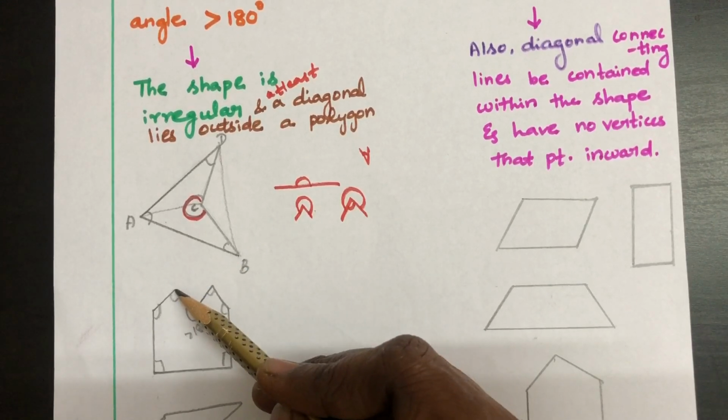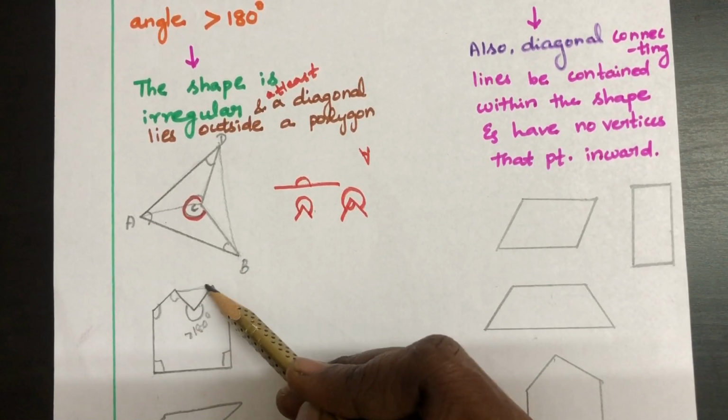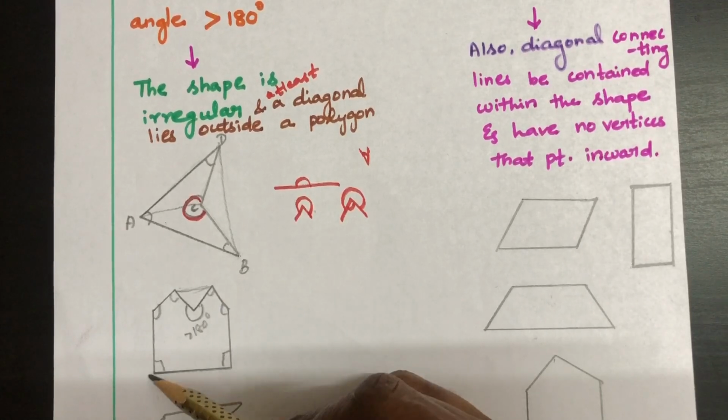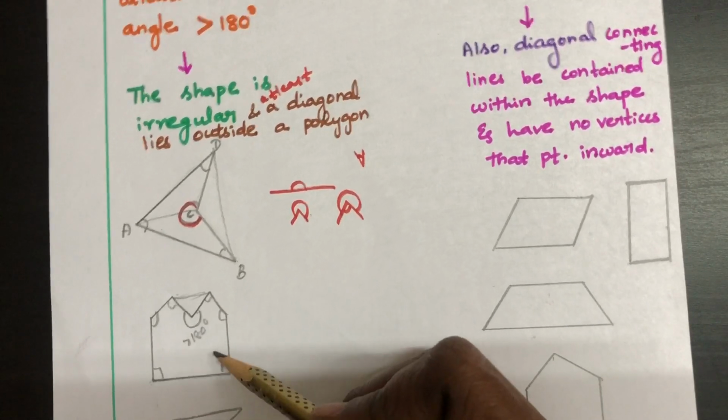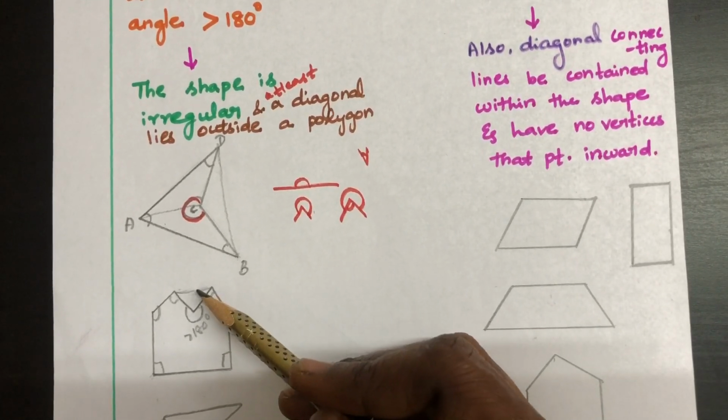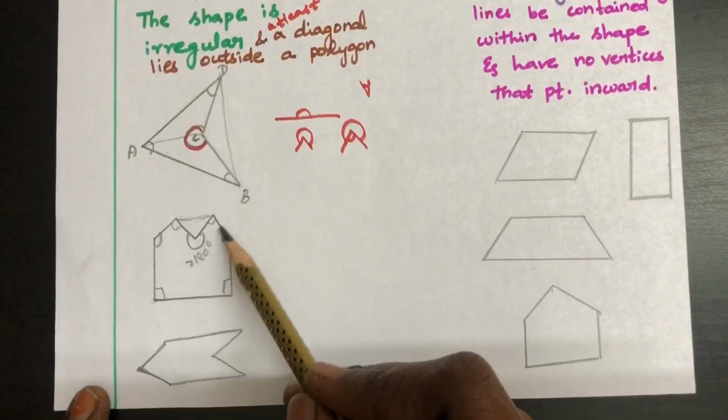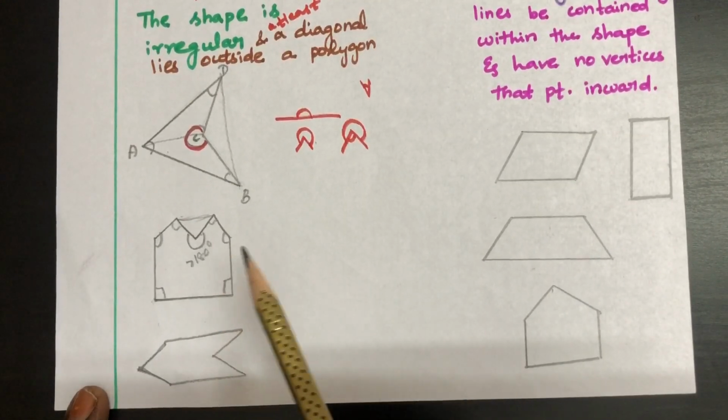Also, one diagonal lies outside the polygon. All the other are inside, interior. But exteriorly, we will have one diagonal for this polygon. So, this is a concave polygon.